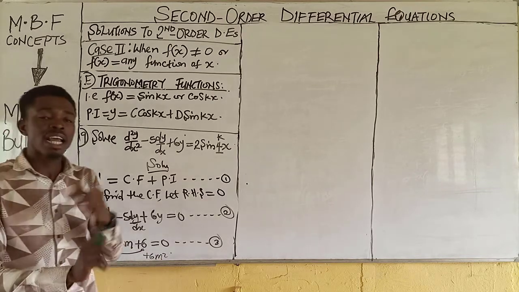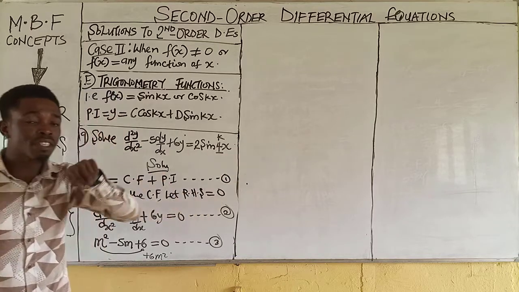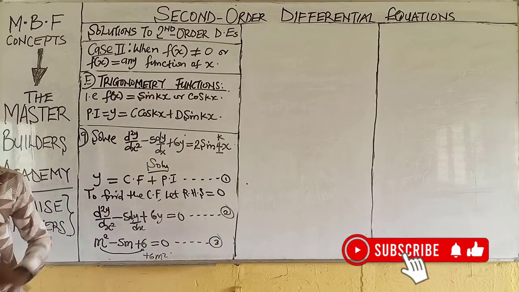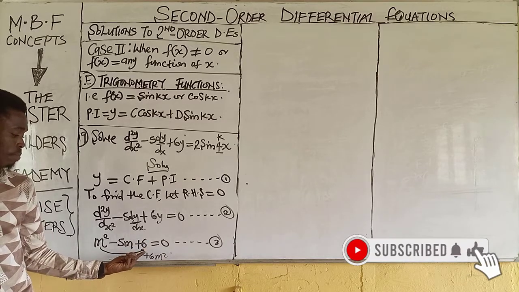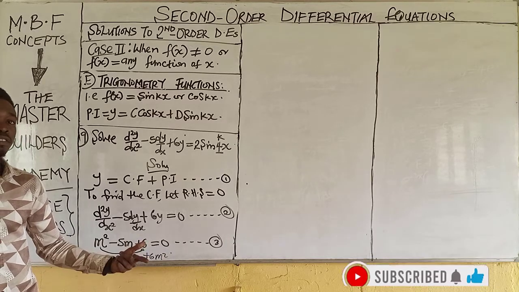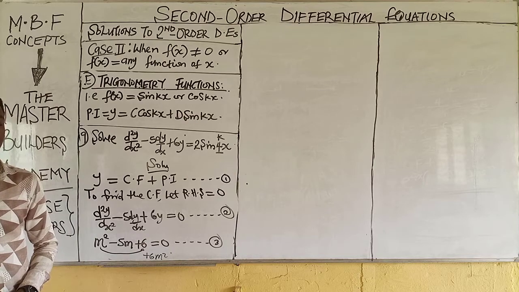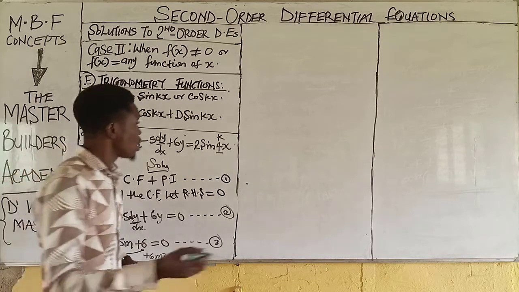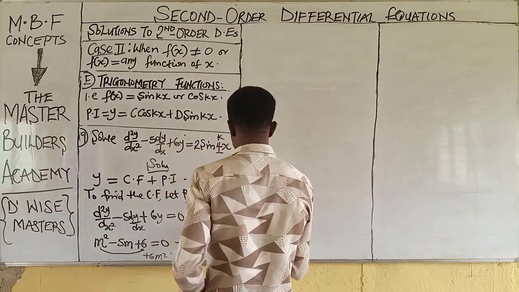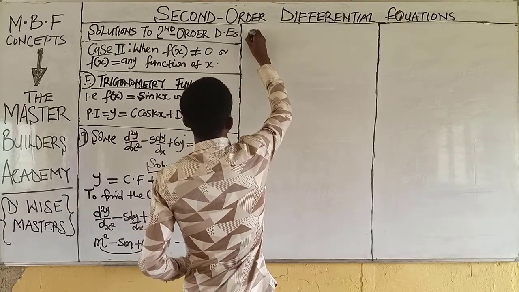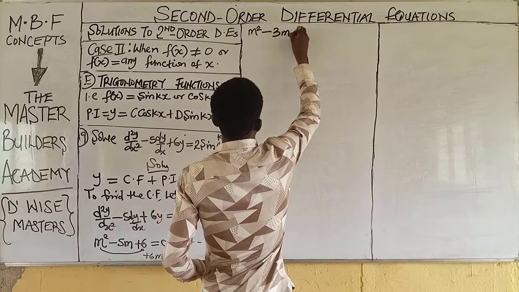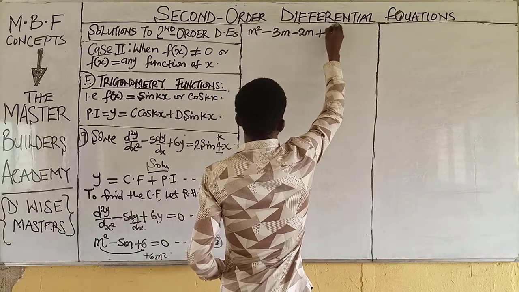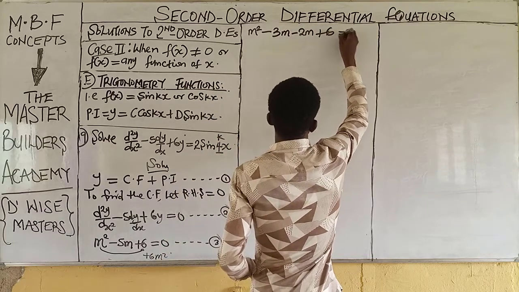So we are going to be using negative 2 and negative 3. Are you there? Negative 2 and negative 3. That will solve this problem. It's as simple as that. Okay? Now we have this as m squared minus 3m minus 2m plus 6 is equal to 0.